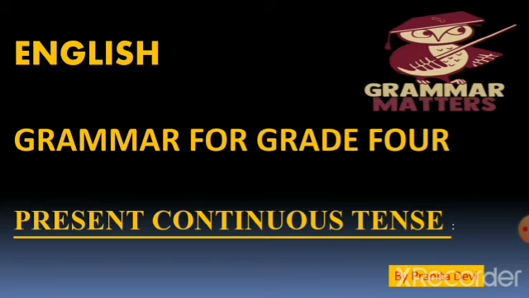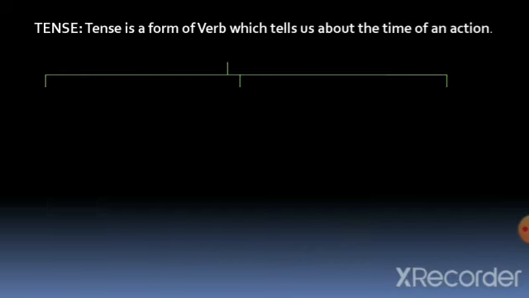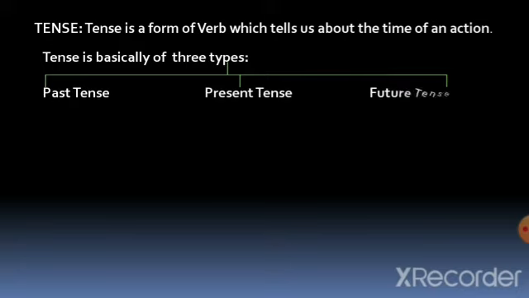Before discussing present continuous tense, I want to give a brief introduction about tense. What is tense? Tense is a form of verb which tells us about the time of an action. Basically, there are three types of tenses: past tense, present tense, and future tense.